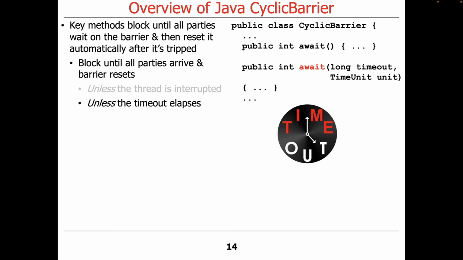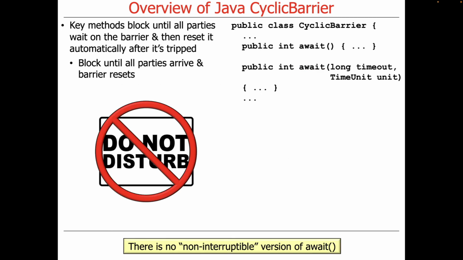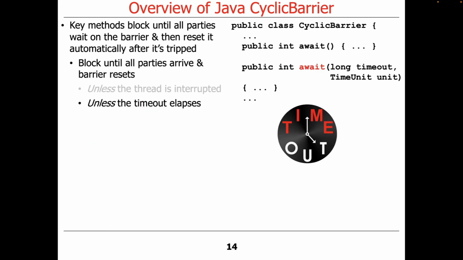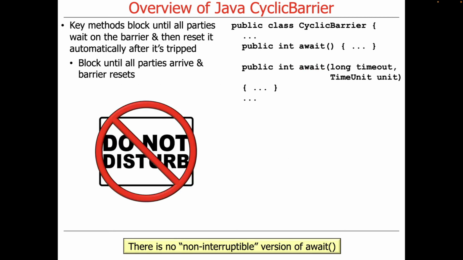There's also a timed version of await, so you can block until the parties arrive and the barrier resets, or the timeout elapses, in which case it'll go ahead and return after the timeout. And there is no non-interruptible version of await. So await can always be interrupted. There's no await uninterruptibly, like there was for some of the other methods, like the lock uninterruptibly that we had on a reentrant lock.